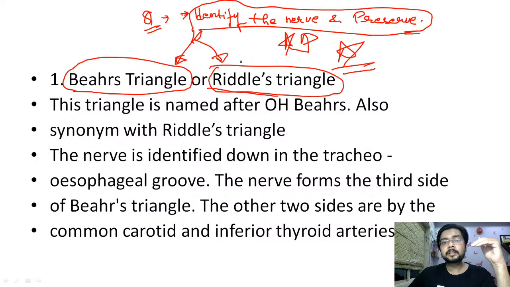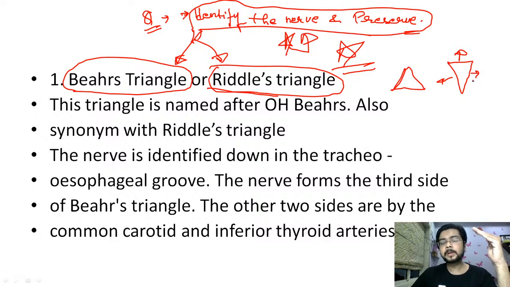Now what is important is you should know which triangle is for which nerve. So Beahrs' triangle or Riddle's triangle is for the recurrent laryngeal nerve. And what are the boundaries? Any triangle has three boundaries: one medial, one lateral and one upper. So if I form a triangle like this, one will be the medial boundary, one will be the lateral boundary, and one will be the superior boundary, right?